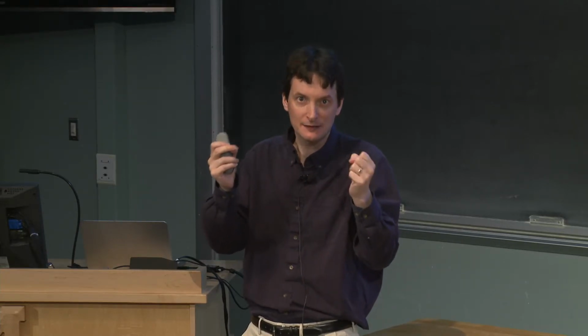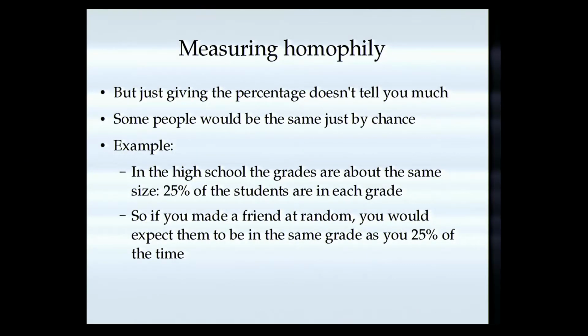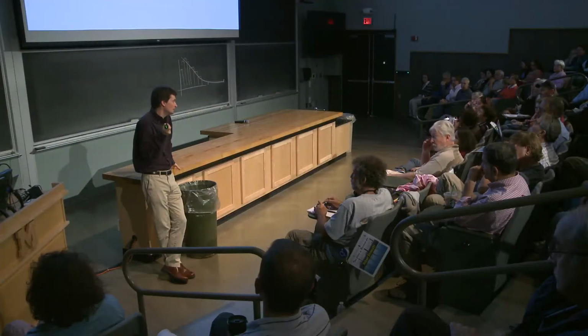Take the high school example. What fraction of connections are between people in the same grade? Well, there are 4 grades in high school, and they're about the same sizes. So about a quarter of the students in the school are in each grade. So now if I just picked my friends at random, regardless of what grade they are, there's a 1 in 4 chance that I'm going to pick somebody who's in the same grade as me, right? Because a quarter of them are. So 25%, that's how many friends I would expect to have in the same grade as me, even if I were just picking my friends at random, ignoring who they are, right?